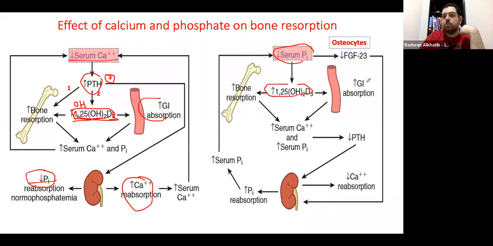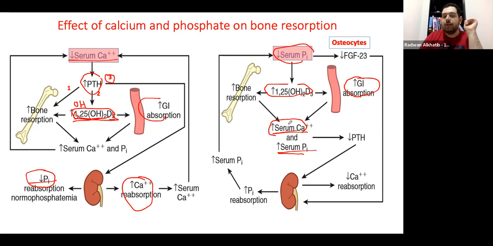Vitamin D, as we said, will cause an increase in the absorption of calcium and phosphate from the gut into the blood. So we will have a rise in the calcium and a rise in the phosphate. Okay, also vitamin D can increase the bone destruction through the RANKL mechanism again, and it increases the calcium and phosphate.